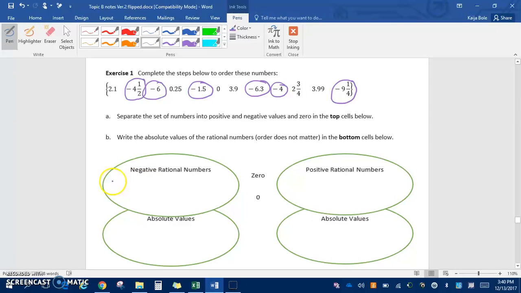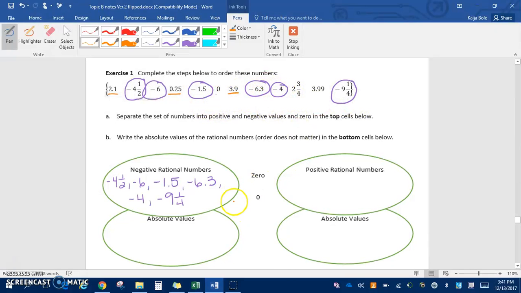So we have negative 4.5, negative 6, negative 1.5, negative 6.3, negative 4, and negative 9 and a fourth. Right? And for here the order does not matter, we're just trying to separate them. And I'm going to do my positive rational numbers here in orange. I'm going to underline them.